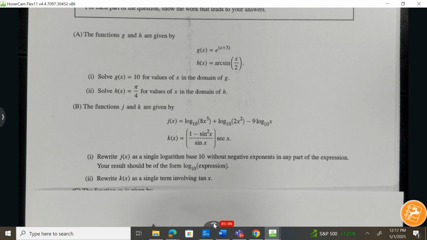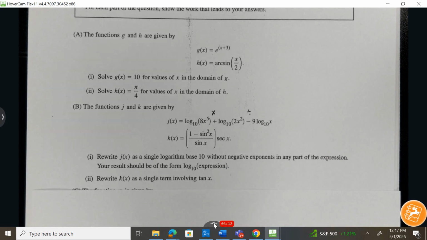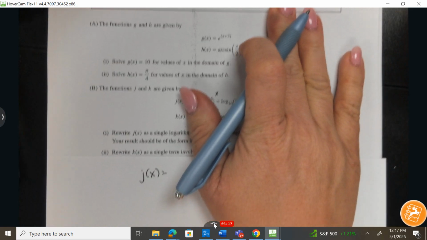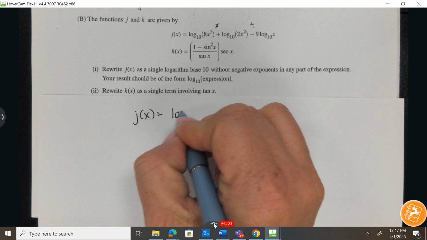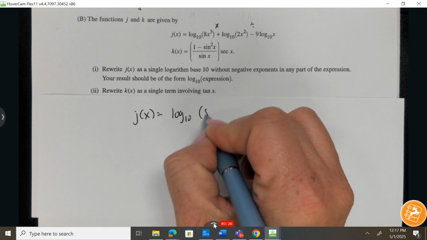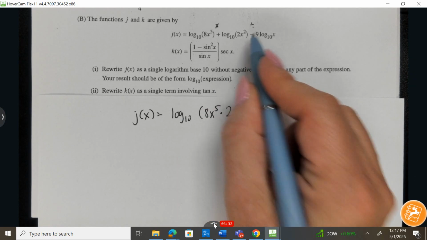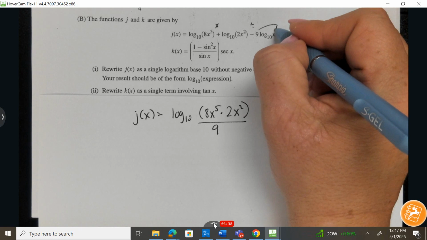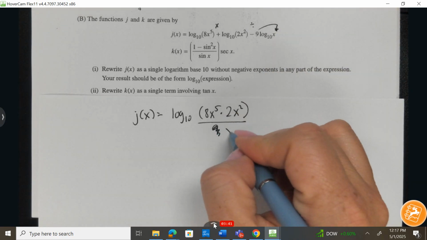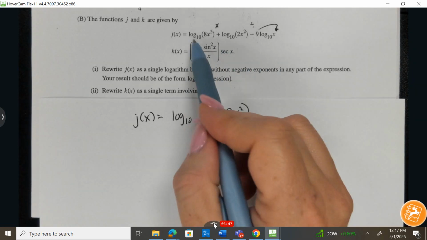So I am going to go ahead and recognize that addition turns into multiplying and subtraction turns into dividing. So I have j of, and let me move this up even more so that you have full visibility of me doing my work. There we go. So I have j of x equals log base 10 of 8x to the 5th times 2x squared. Subtraction turns into division of 9. This has to go up here. This has to go up here. Of x to the 9th. You can only do this when you have the exact same log base. So these are all log base 10.